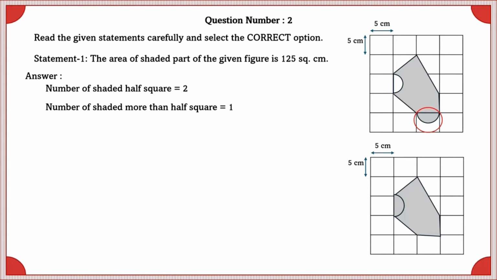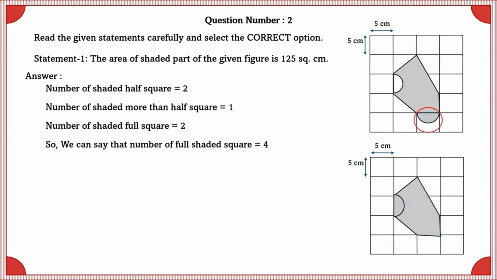Now, we can see this semicircle portion over here. We can place this semicircle portion where the semicircle part is not shaded. So, if we add the shaded semicircle to the not shaded semicircle, we form a full square. Therefore, adding that, we will get number of shaded full squares is equal to 2. So, we can say that number of full shaded squares is equal to 4.